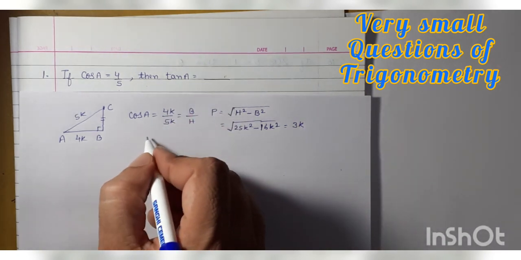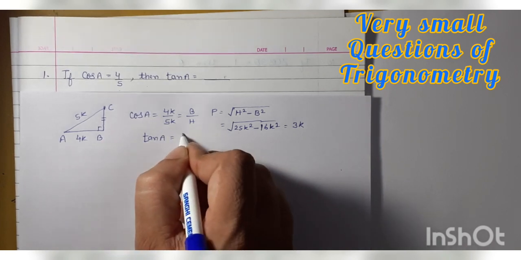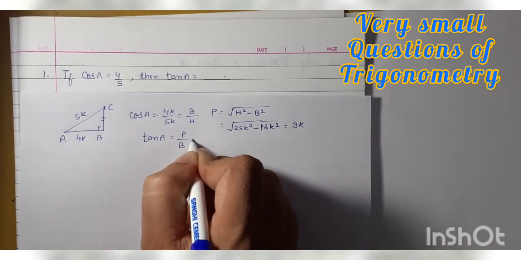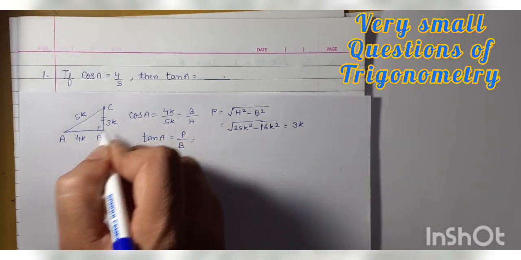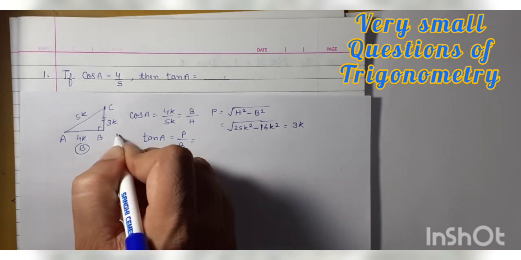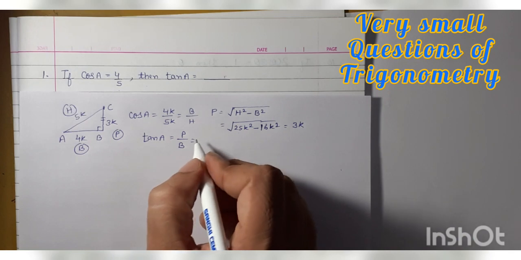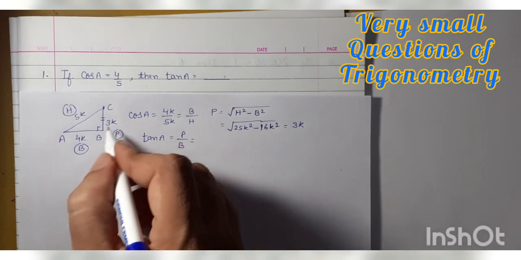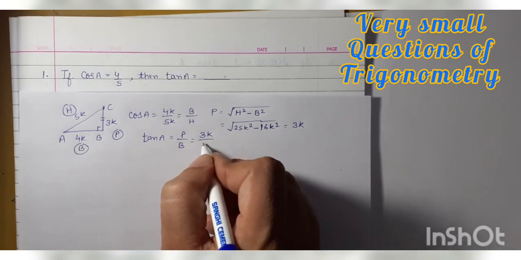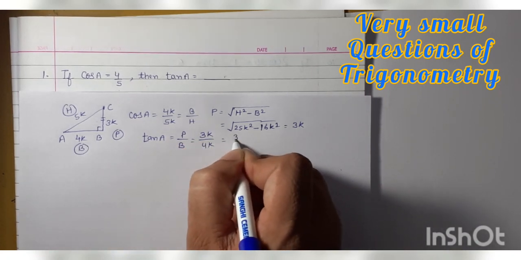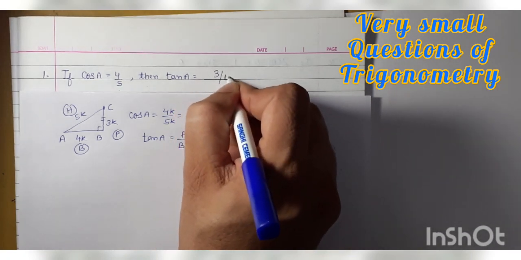What you have to find? Tan A. Tan A means what? Perpendicular upon base. Perpendicular is coming 3k. This is base, this is perpendicular, and this is hypotenuse. Okay. So P upon B. P is your 3k and B is your 4k. This is 3 upon 4. So tan A value is 3 upon 4.